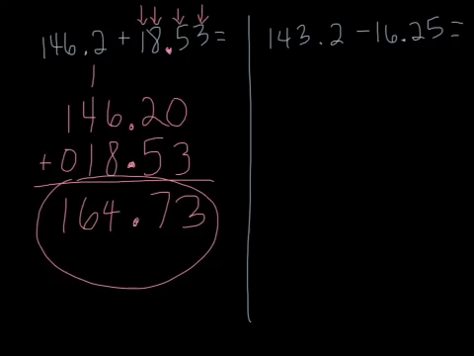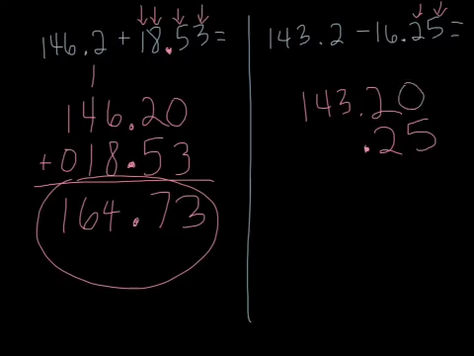Now try the subtraction problem. Push play when you're ready. Okay, let's see how you did. We had 143 and 2 tenths, and from that we need to subtract 16 and 25 hundredths. Line up the decimals first, and the tenths place lines up with the tenths place. The hundredths place lines up with the hundredths place. Oh, except he doesn't have a friend. Oh, there, give him one.